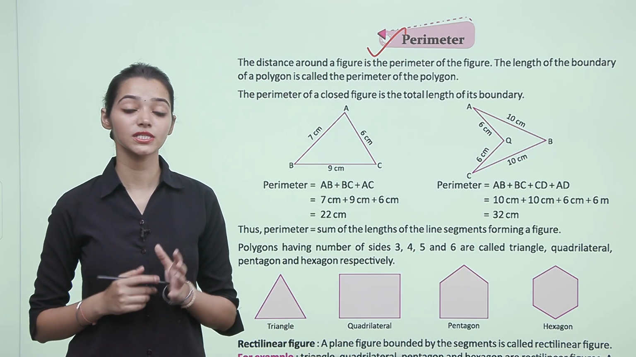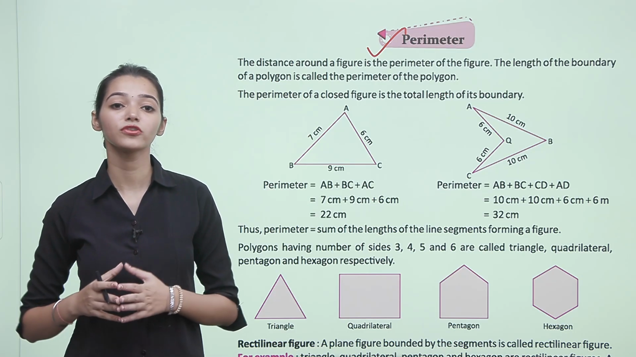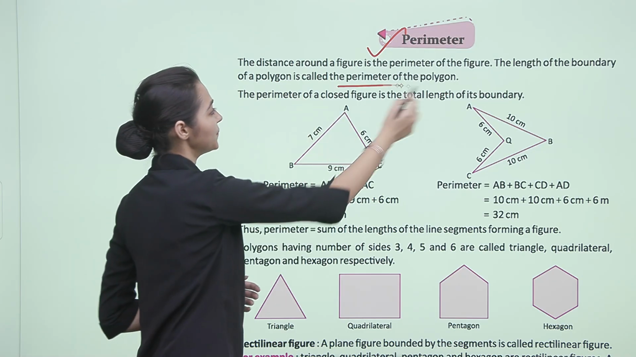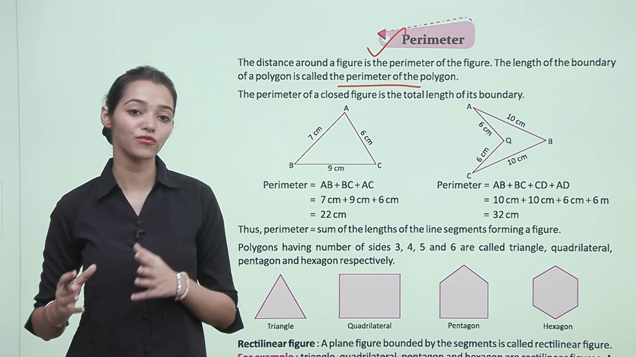Now let's start with perimeter. The distance around a figure is the perimeter of the figure, and the length of the boundary of a polygon is called the perimeter of the polygon. Now the perimeter of a closed figure is the total length of its boundary.